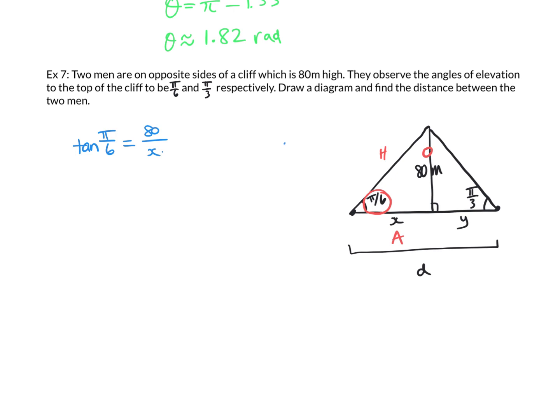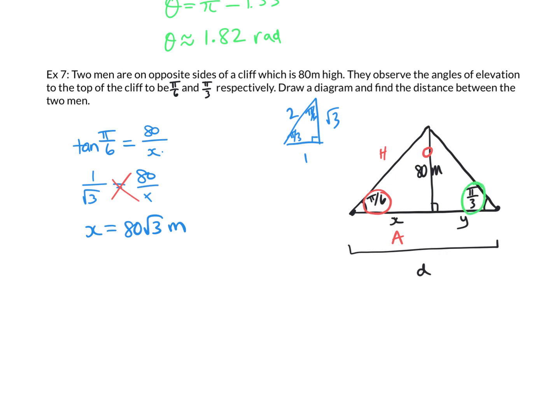Now I'm not going to my calculator here because I know what tan pi over 6 is. I can draw my quick triangle, pi over 3, pi over 6, 2, 1, root 3. From the pi over 6, opposite over adjacent for tan is 1 over root 3. So 1 over root 3 equals 80 over x. I don't need my calculator. I drew my special triangle. And now we can cross multiply. 1 times x is x, and 80 times root 3. There's the first distance.